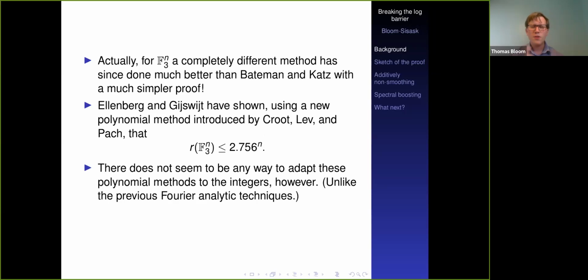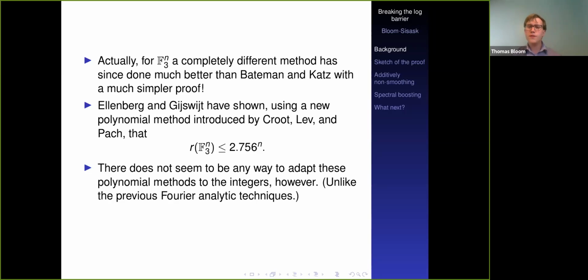So of course, having said that F3 to the n, the cap set problem, is a great model case for the integers, it was believed for a long time. The story has an interesting twist, because between the Bateman and Katz result and this present result I'm talking about today in the integers, actually a completely different method was invented for dealing with polynomial arithmetic progressions in F3 to the n. This time coming from the polynomial method, a much more algebraic, rigid method.